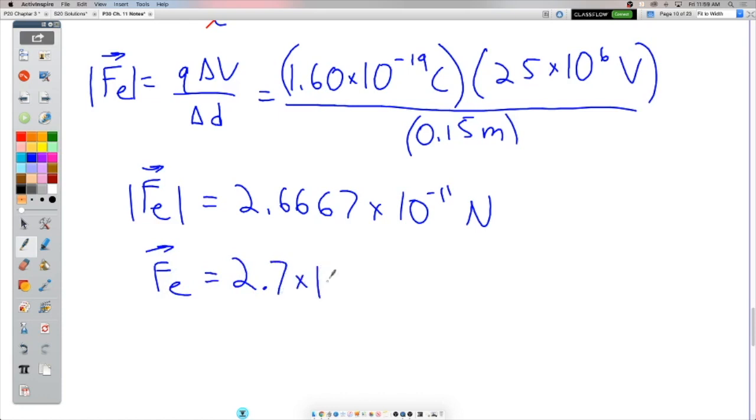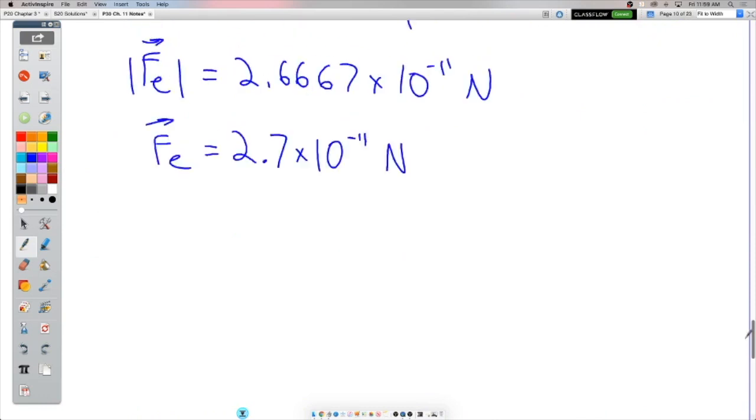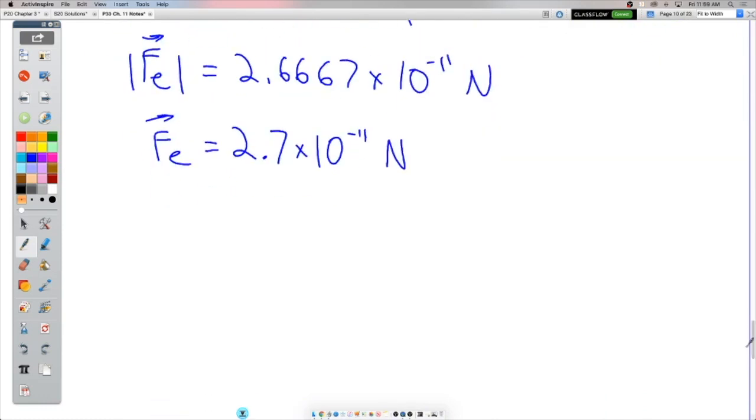And I should do this for my other one, but I'll just do it here for now, because it'd be the same thing. Which direction would it be? Well, remember, we weren't told that the engine was oriented left, right, or anything, so all we can really say is towards the negative plate. That's the direction of the force they are feeling, right? And that's a good enough answer. So 2.7 times 10 to the negative 11 towards the negative plate. That's what they're feeling while they're between those two plates.